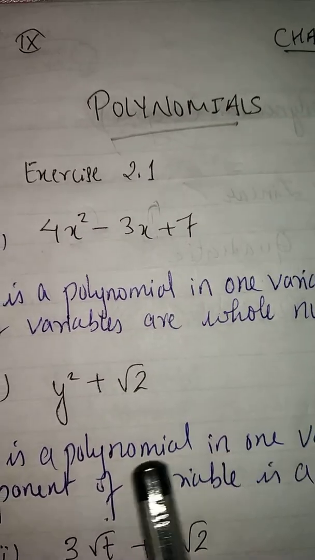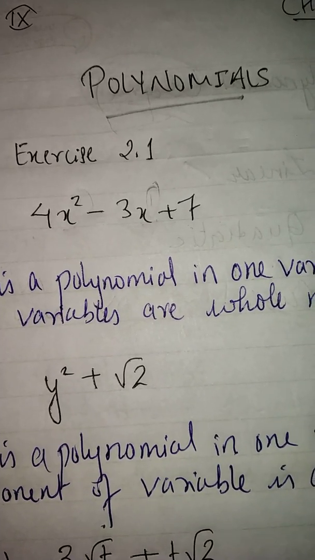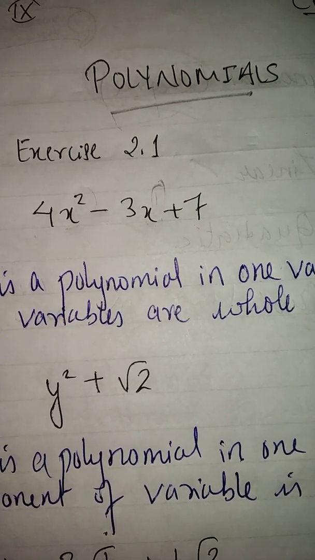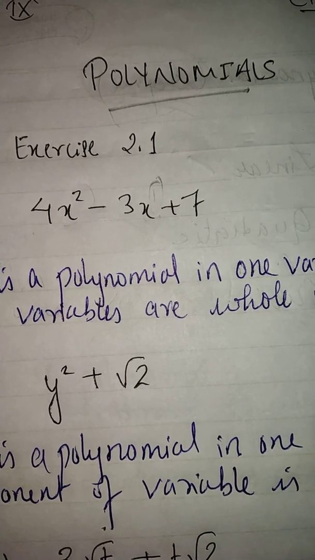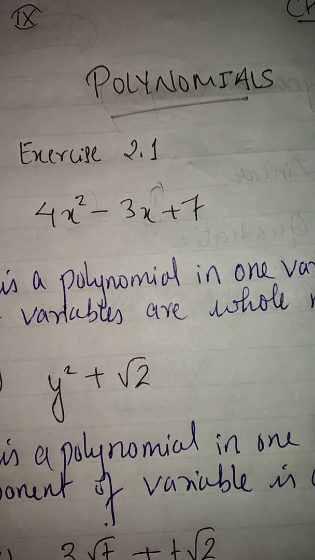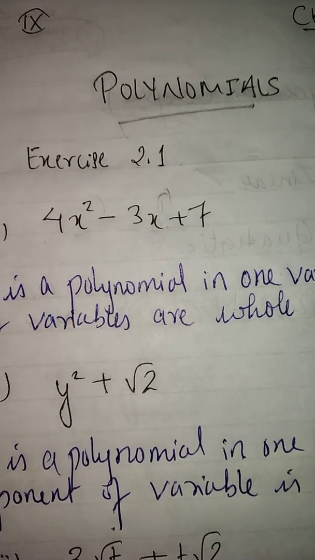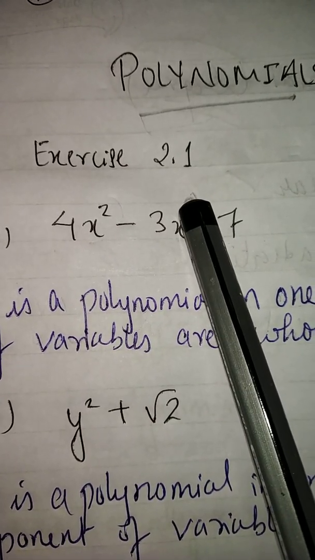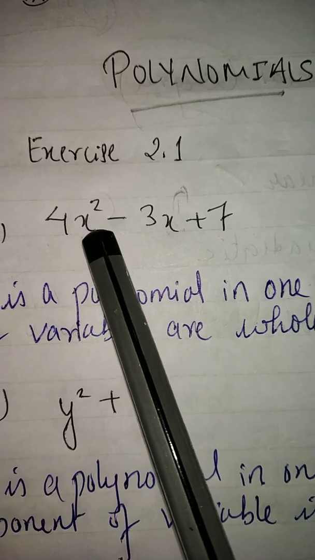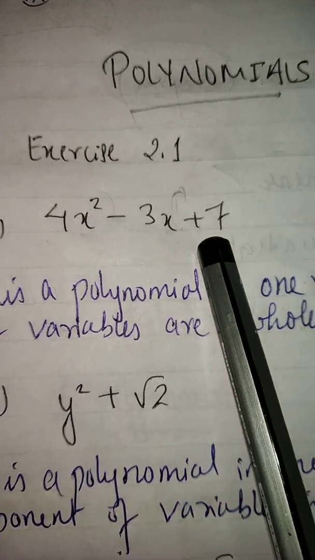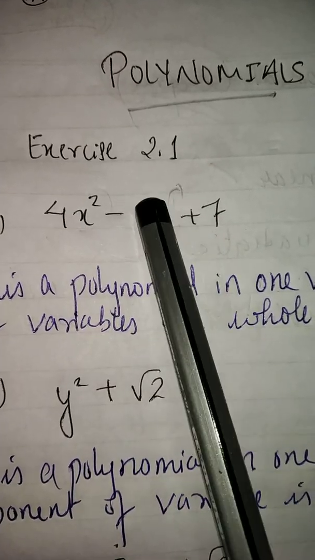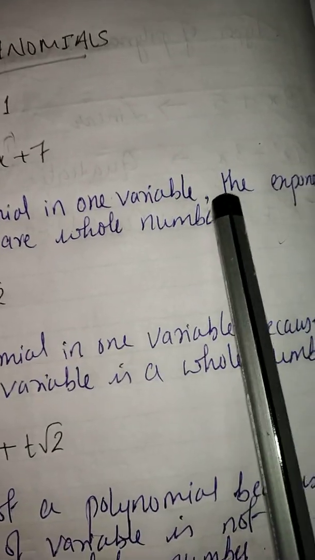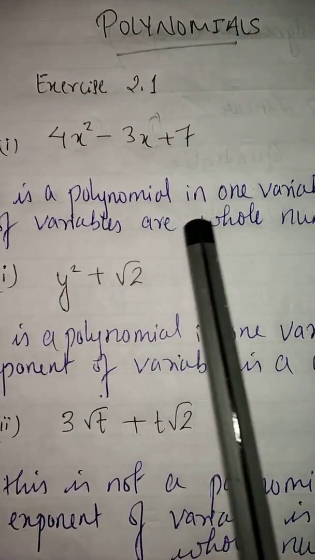See, according to the definition of polynomials, polynomials are algebraic expressions in which the exponents, exponents are actually powers, in which exponents of variables are whole numbers. Now in this case, this is your variable, and what is the power here? 2. This is your variable. What is the power here? No power, means this is 1. So 1 and 2, these are whole numbers. That means this is a polynomial, and we have same variable in this question. That is why this is a polynomial in one variable, because the exponent of variables are whole numbers.